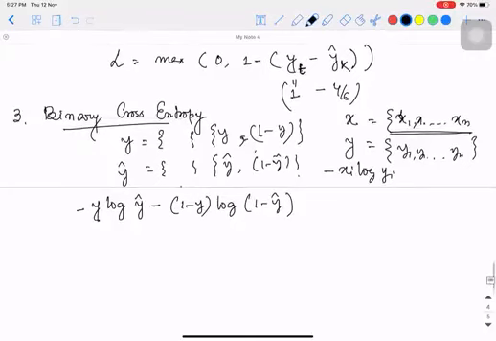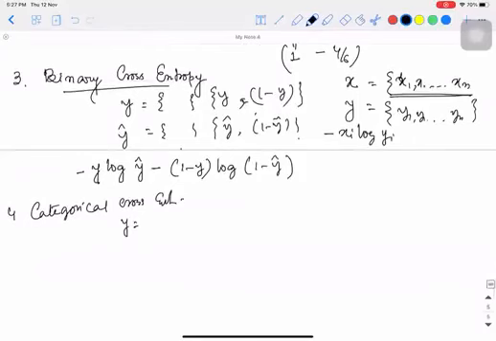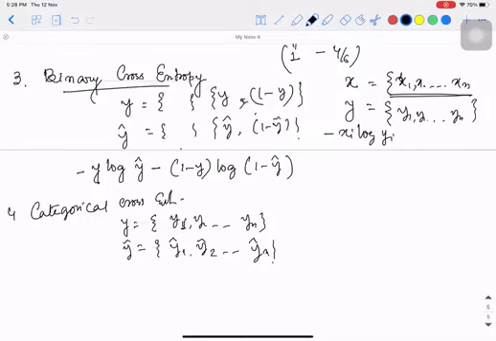Okay, it can be extended for categorical cross entropy, for multi-class categorical cross entropy, where you have multiple classes. So now your y is a vector, which is y1, y2 dot dot dot yn, and y cap 1, y cap 2 dot dot dot y cap n. So loss would be minus sum of yi log of y cap i.